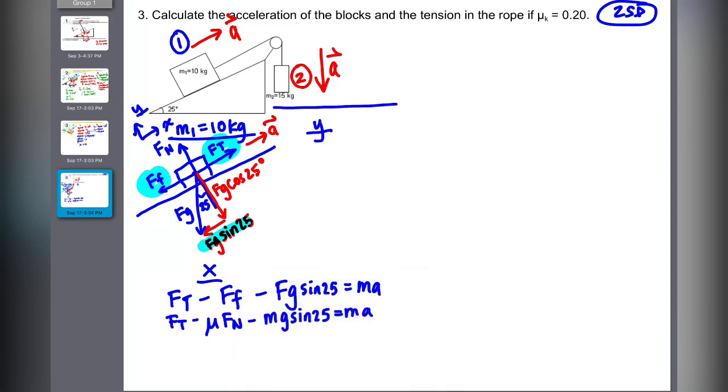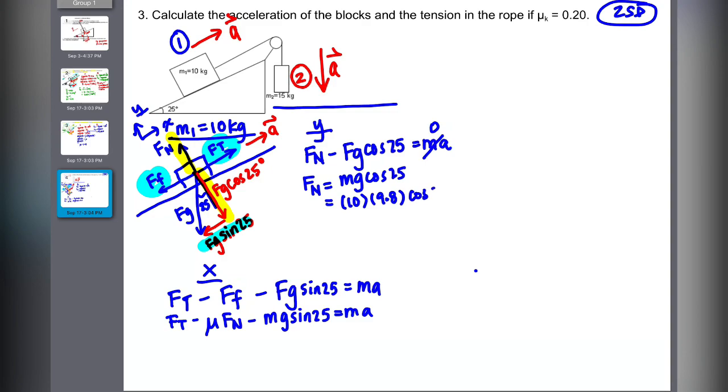We're still doing block 1. Okay, the y direction, so how many things are on the y direction? I have one going upwards and one going downwards, so 2 forces. Going up is Fn, going down is Fg cos 25, and it equals MA, which equals 0. Okay, I'm not accelerating along Y. The only time you would have something accelerating along the Y is when the block is hanging there, meaning M2. So Fn equals mg cos 25.